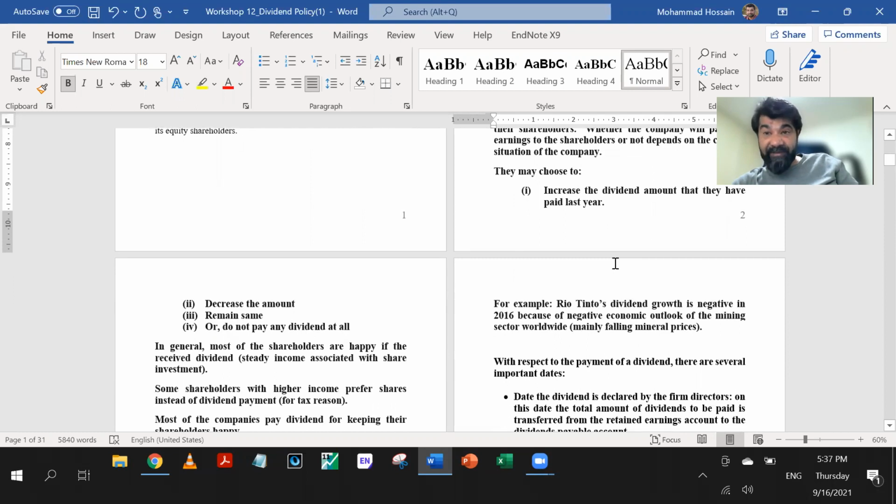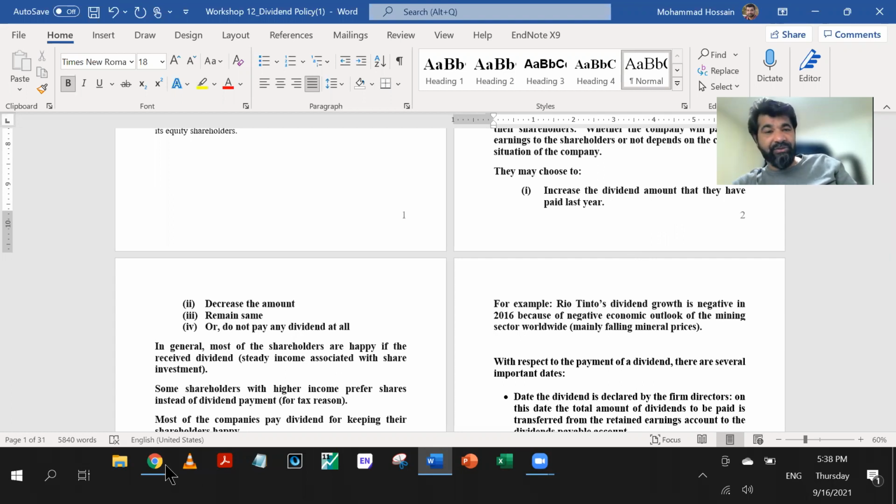The board of directors will make the decisions on how much dividend, what portion of the profit will be distributed among the shareholders, decided by the shareholders in the annual general meeting. They may choose to increase the dividend amount that they paid last year. They may decrease, they may remain the same, or they may decide not to pay any dividend at all.